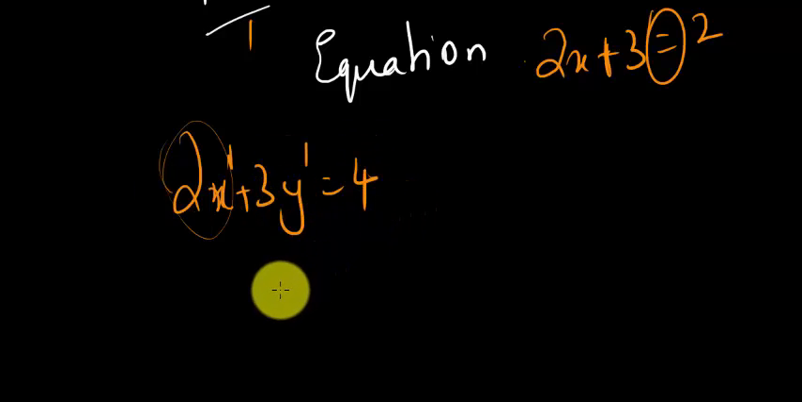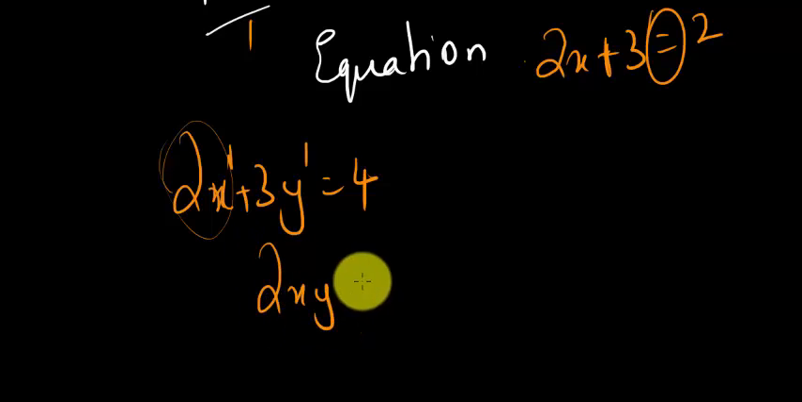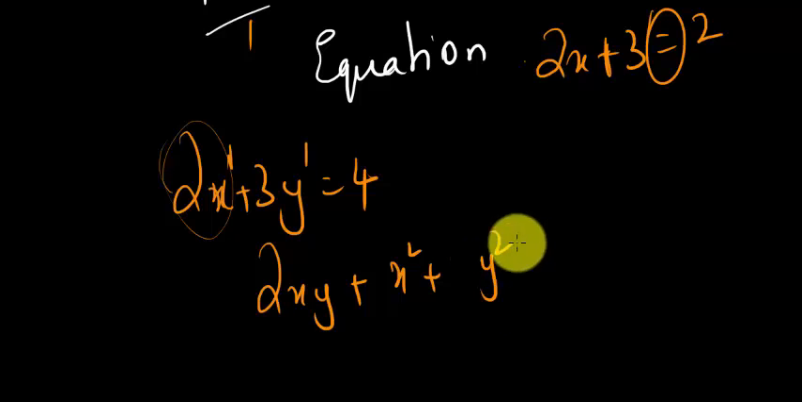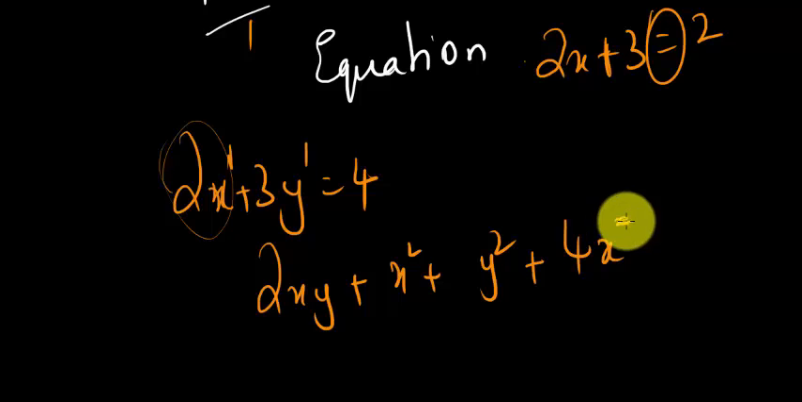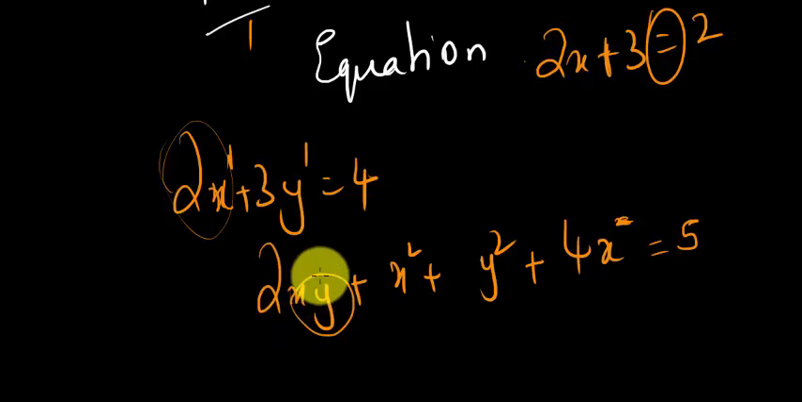Let's look at a two-variable degree 2 equation: 2xy plus x square plus y square plus 4x equal to 5. Now, what is the power of the variables here? 1 plus 1, 2, 2, 2. You see the highest power is 2, and that's exactly why this is a quadratic equation in two variables.